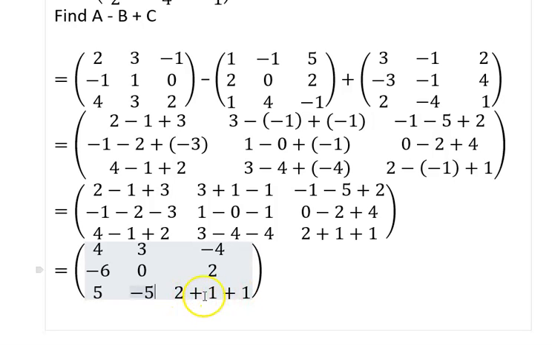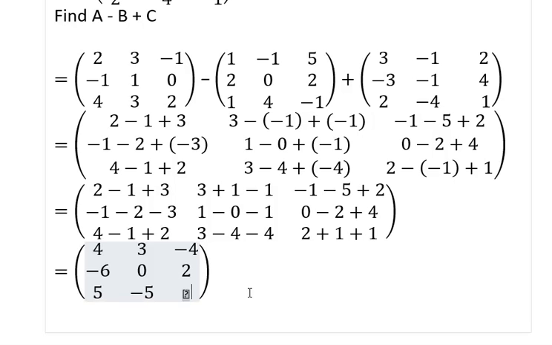And lastly, 2 plus 1 will give us 3. 3 plus 1 will give us what? 4. Beautiful. So this is our final answer.